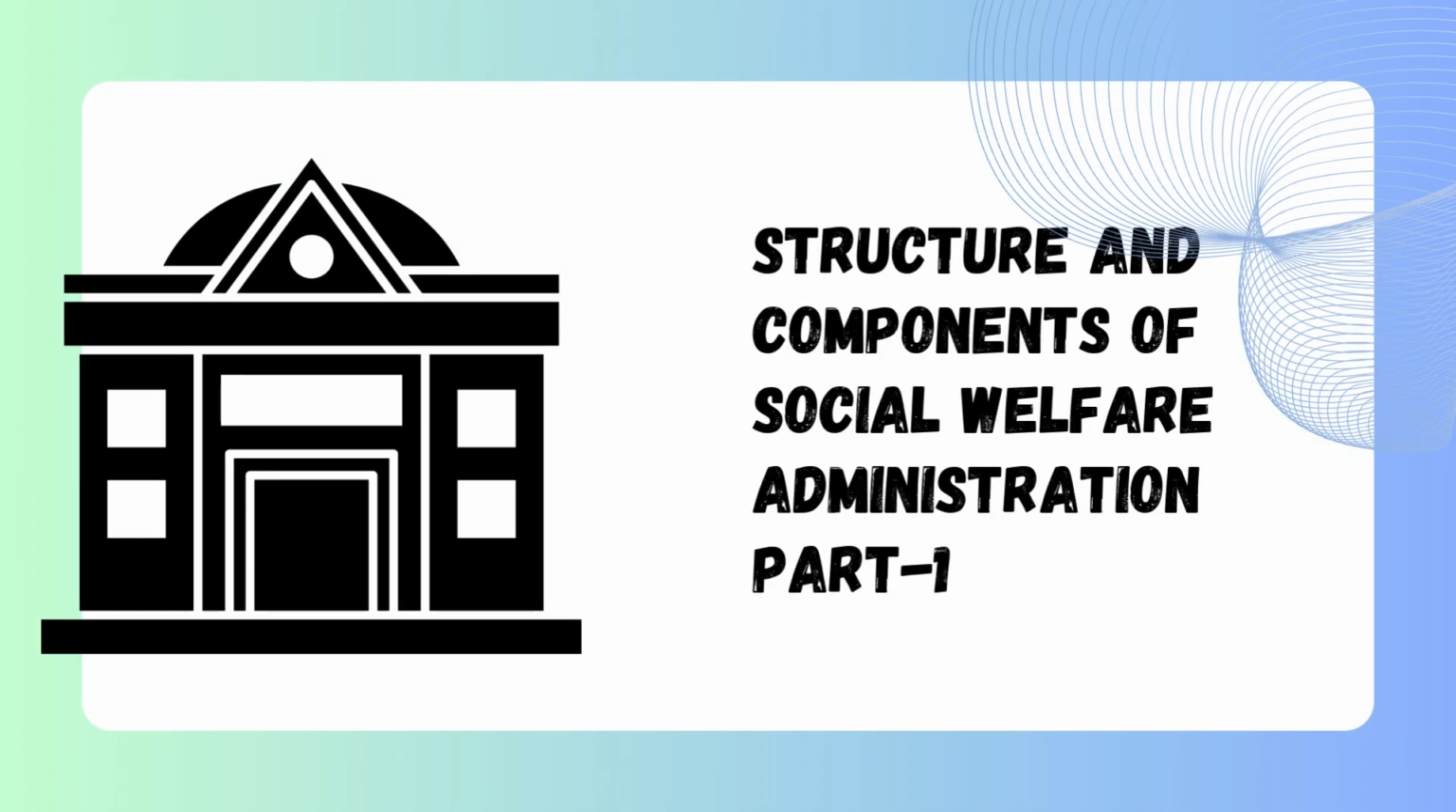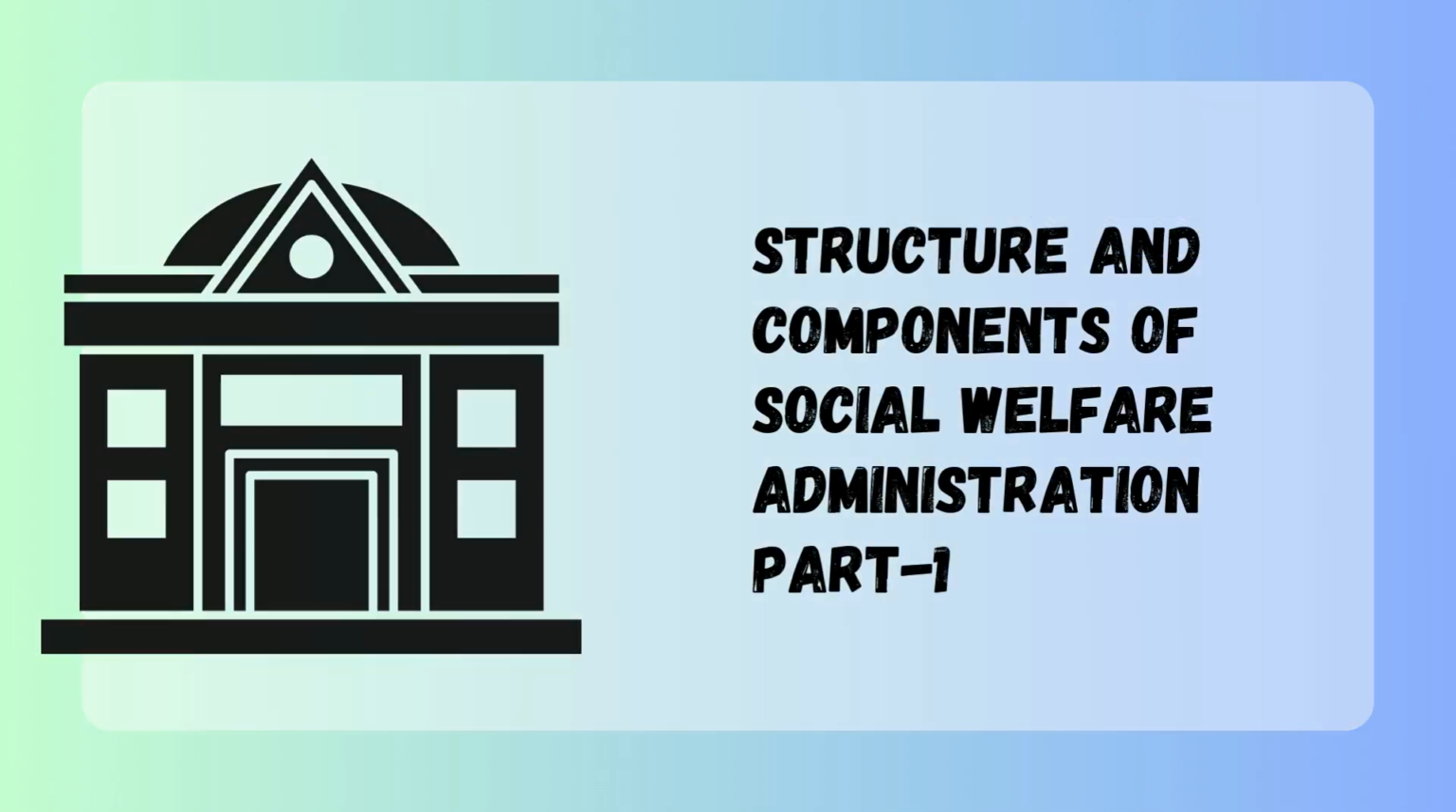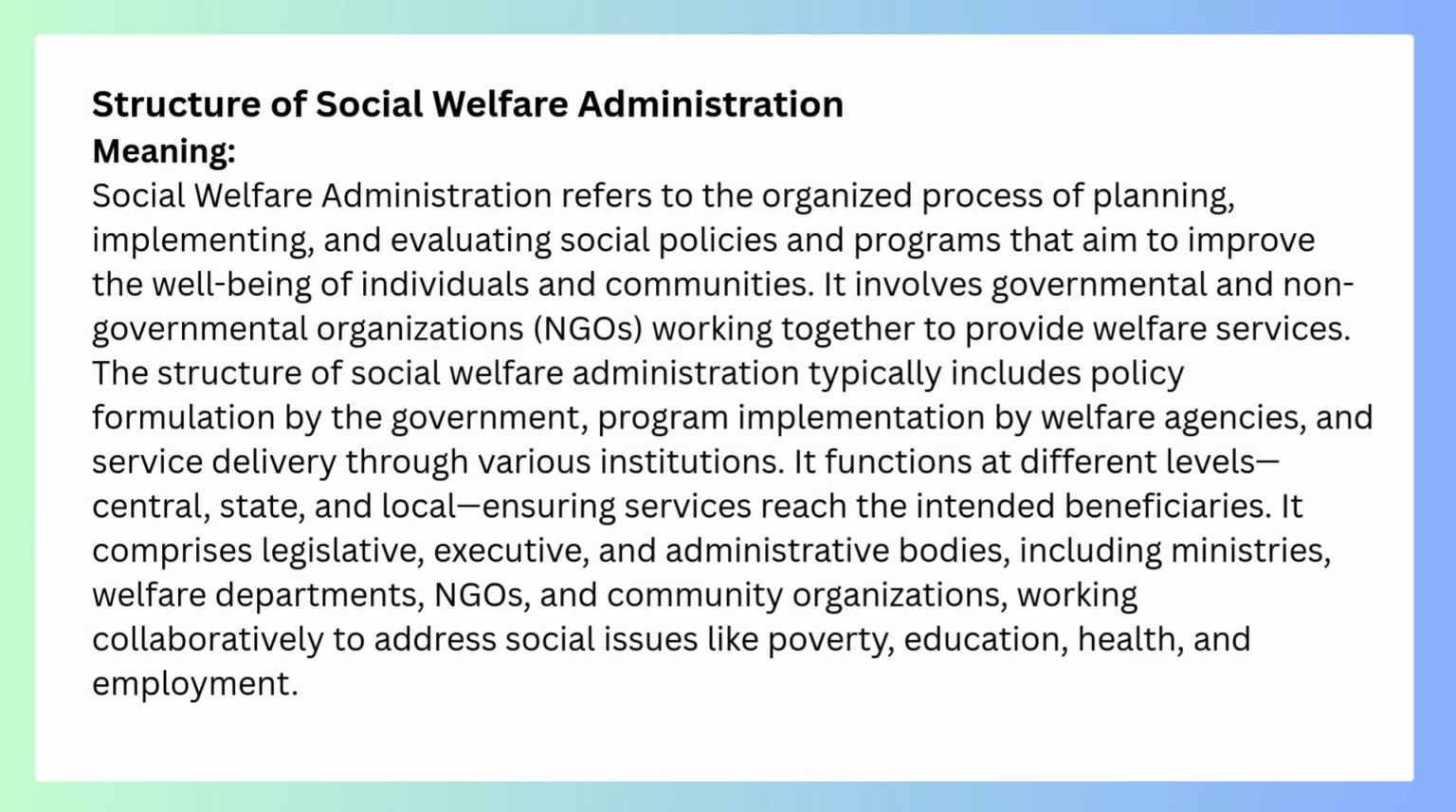Structure and components of social welfare administration. Part 1. Structure of social welfare administration. Meaning. Social welfare administration refers to the organized process of planning, implementing, and evaluating social policies and programs that aim to improve the well-being of individuals and communities.